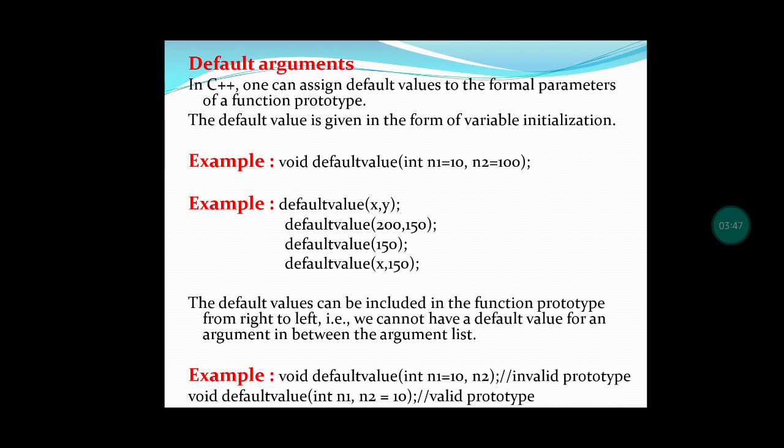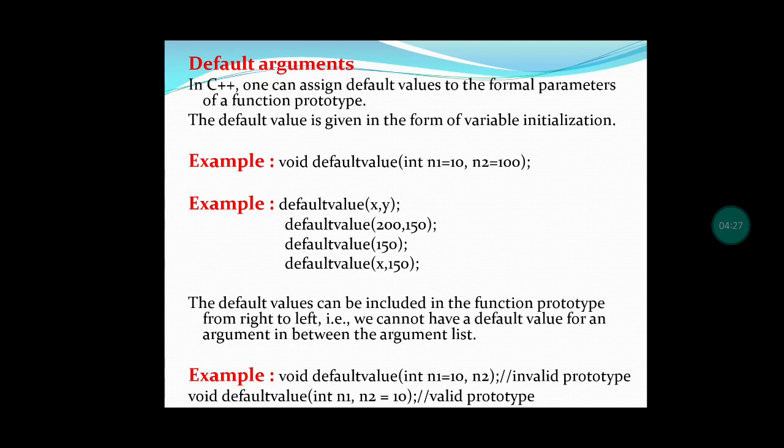Next let us see about default arguments. Inside the function prototype, a list of arguments is used. In the list of arguments, suppose we give a value to the argument in the function prototype itself, that is called a default argument. This default value is given in the form of variable initialization. See the first example, void default value of int n1 equal to 10, n2 equal to 100. Here the n1 and n2 values have been assigned in the function prototype itself. This assigning of a value is called default arguments.